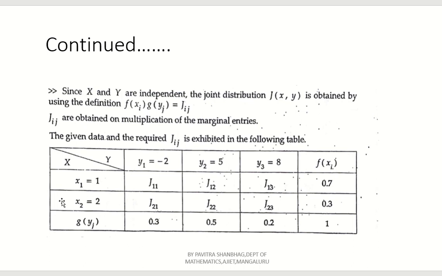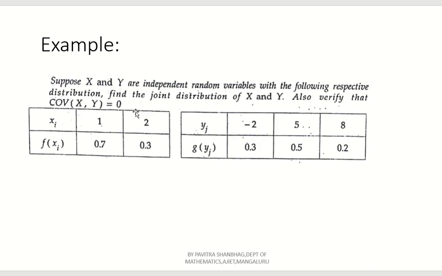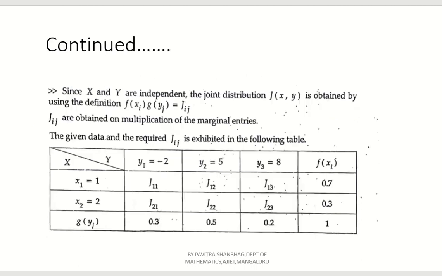So what are those x values? 1 and 2, that is x1 and x2 only, but y takes 3 values, that is y1, y2, y3. x1, x2 are 1 and 2, y1 is minus 2, y2 is 5, y3 is 8. These are the x values and these are the y values. And fx1 is 0.7, gy1 is 0.3, fx2 is 0.3, gy2 is 0.5, and there is no fx3 here. Here gy3 is 0.2. Now you just need to apply the standard formula.